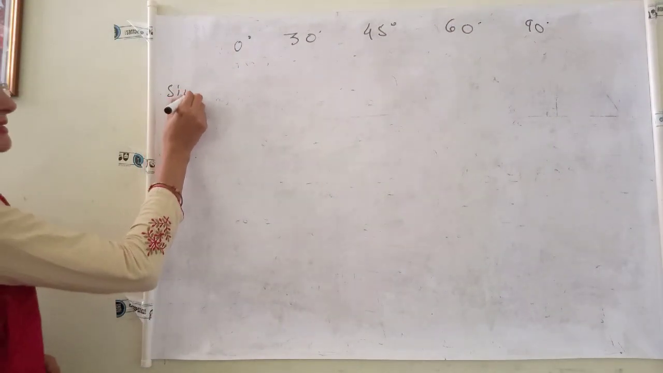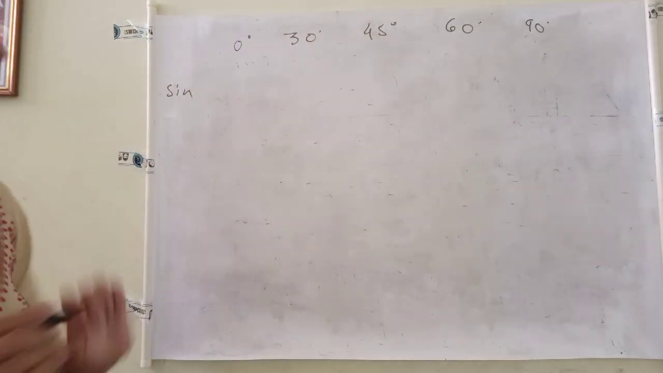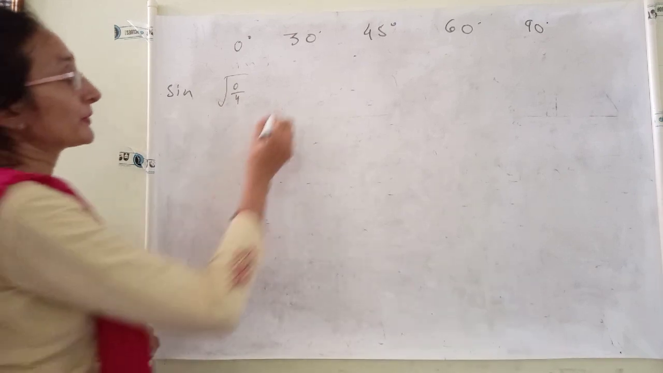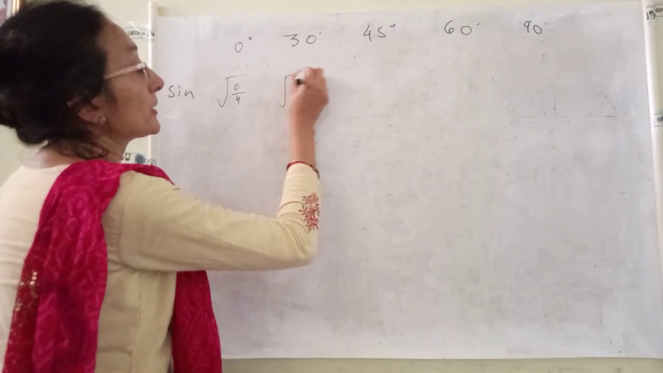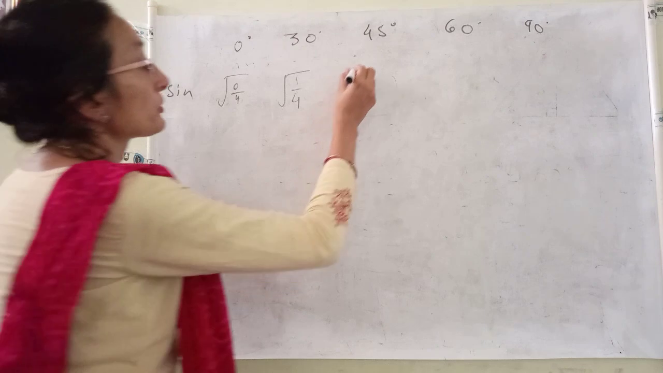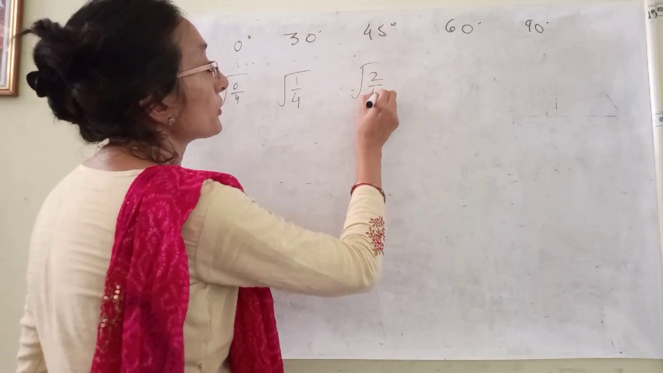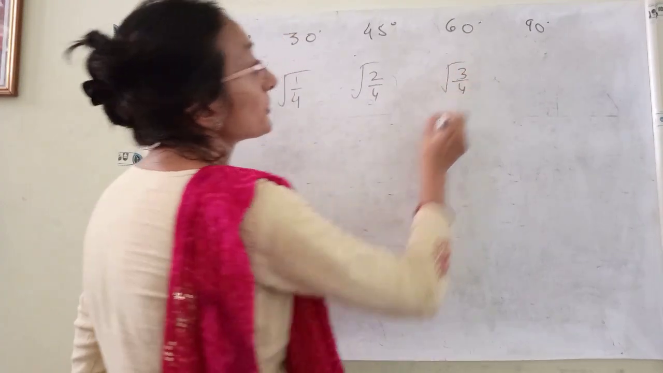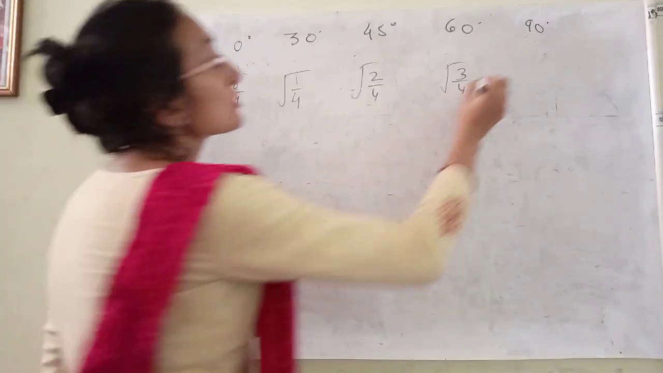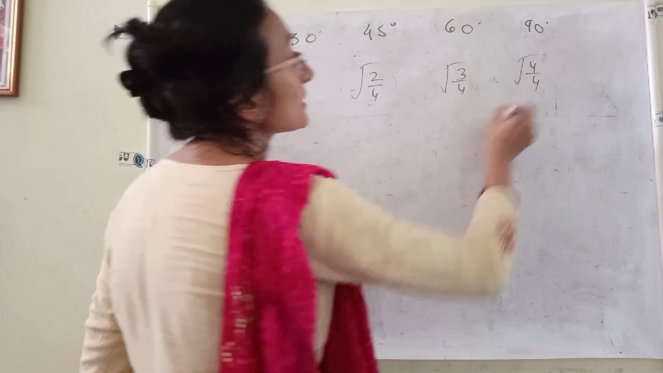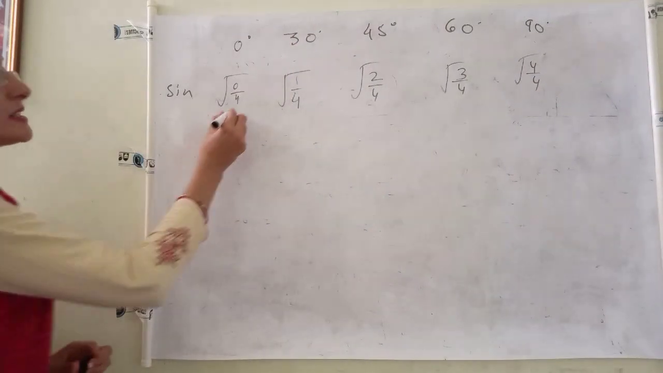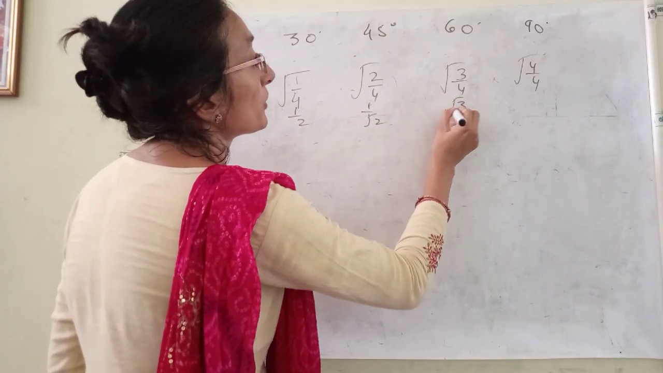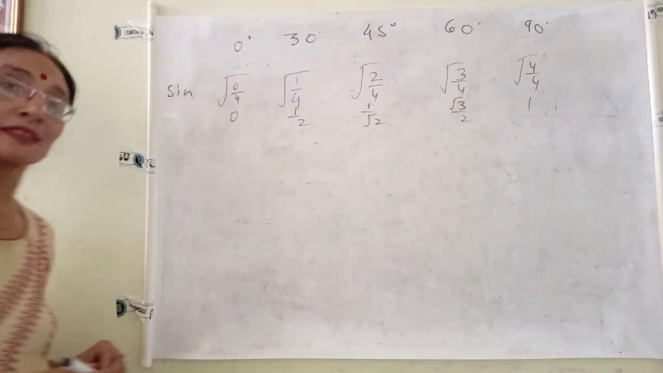For sine: sin 0, sin 30, sin 45, sin 60 and sin 90. Simply 0 upon 4, that means 0. 1 upon 4, that means 1 upon 2. Square root of 2 upon 4 means 1 upon root 2. Then 3 upon 4 means root 3 upon 2. Square root of 4 upon 4 means 1. Okay. 0, 1 upon 2, 1 upon root 2, root 3 upon 2 and 1.